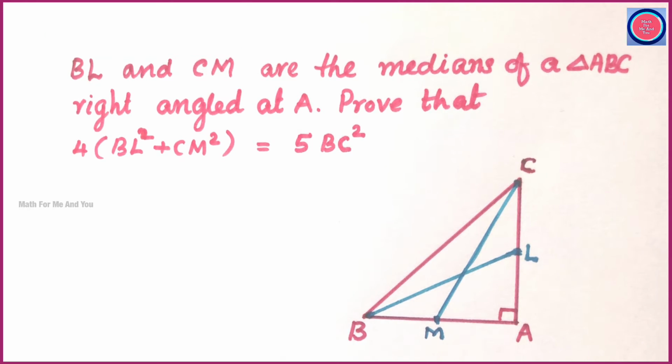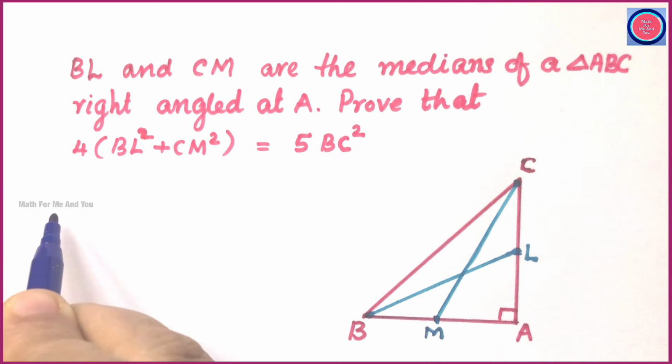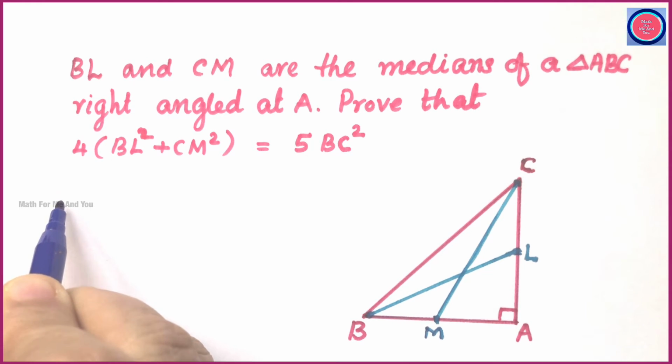Question 8 is, BL and CM are the medians of a triangle ABC right angled at A. Prove that 4 times BL square plus CM square is equal to 5 times BC square. See, this is also an important question because it is repeatedly asked in board exams. Look at the question, what we have to prove. We need BL square, CM square and BC square. All these are hypotenuses of right angled triangles.